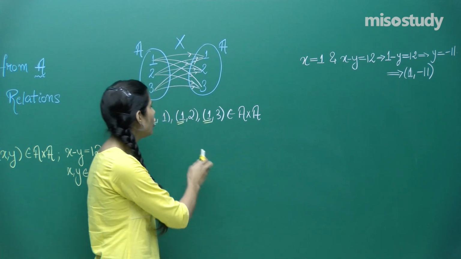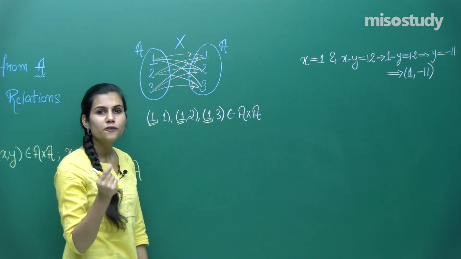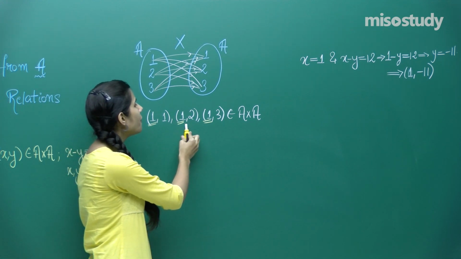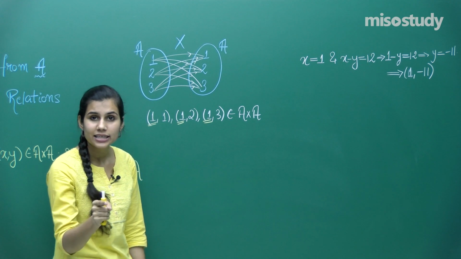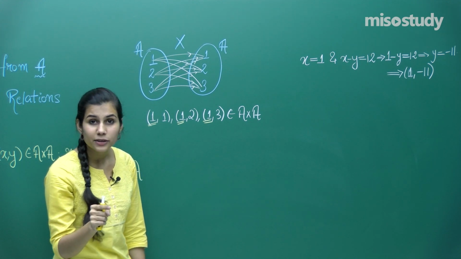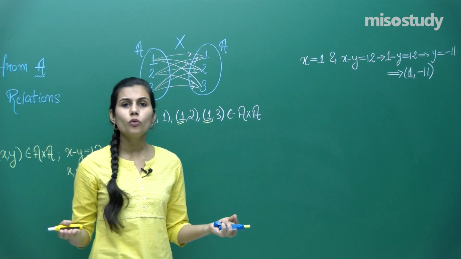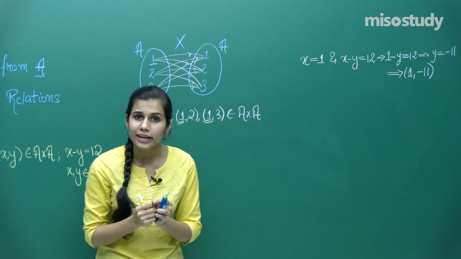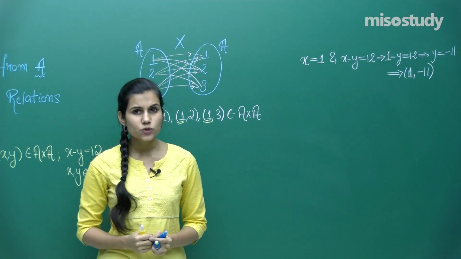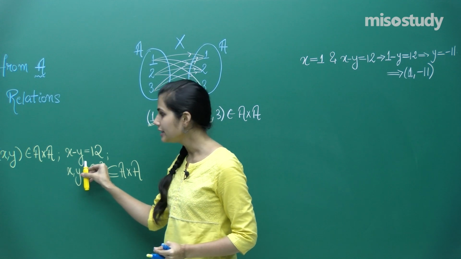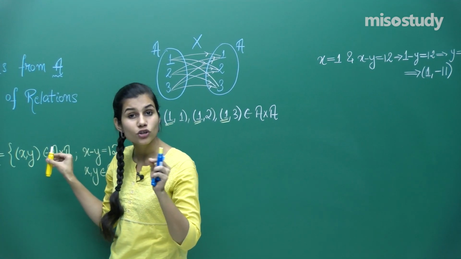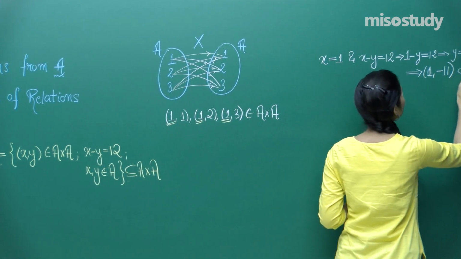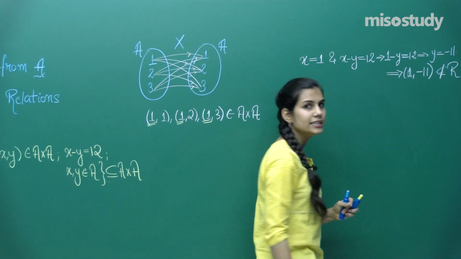Let's check. The only members with 1 as the first element which belong to A cross A are 1, 1, 1, 2 and 1, 3. That's it. There is no 1 comma minus 11 coming from A cross A. And if there is no 1 comma minus 11 in A cross A, how can I pick up 1 comma minus 11 from A cross A and put it inside R? And that is why even if the rule is satisfied, the complete statement of the rule is not satisfied. Therefore, 1 comma minus 11 is not going to come inside the set R.